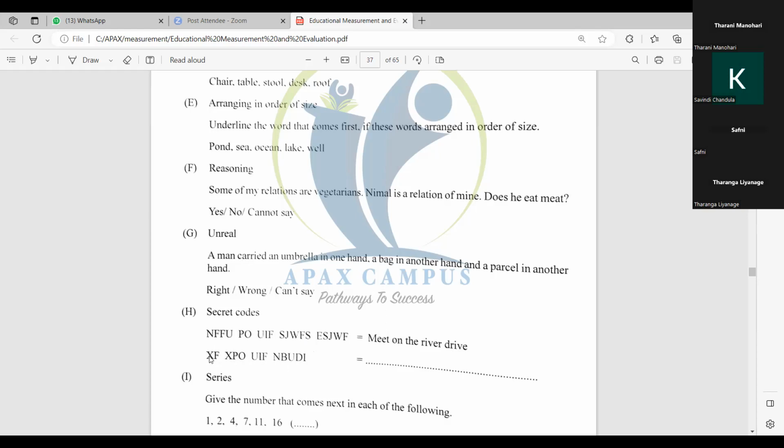The first word, for example, X. What's the letter before X in the alphabet? W. So W comes here. What's the letter before F? E. Right. So I have received the answer. Read it: we won the match. The secret code stands for we won the match, right?